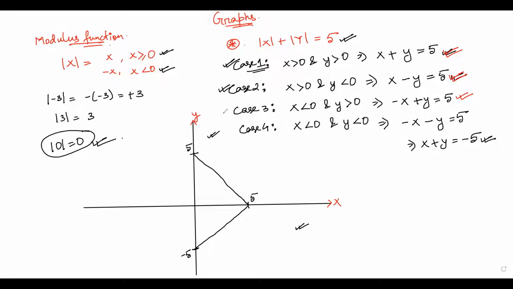In a similar way, for case 3, when x is less than 0 and y is greater than 0, that is in the second quadrant, we have the equation as minus x plus y equal to 5.